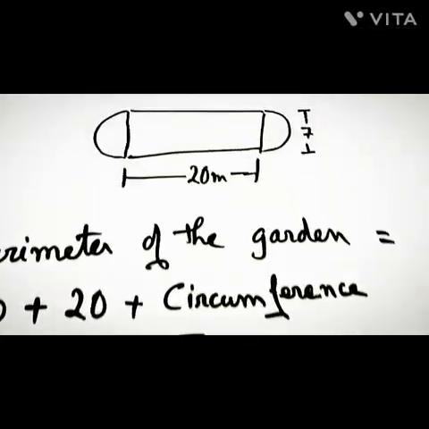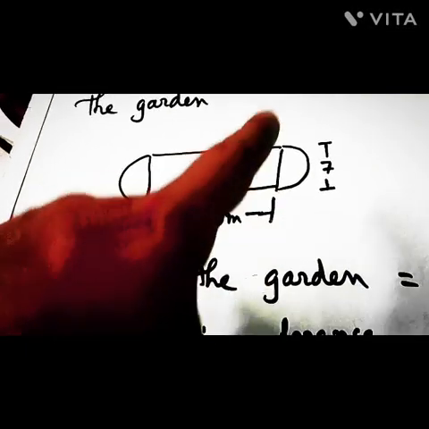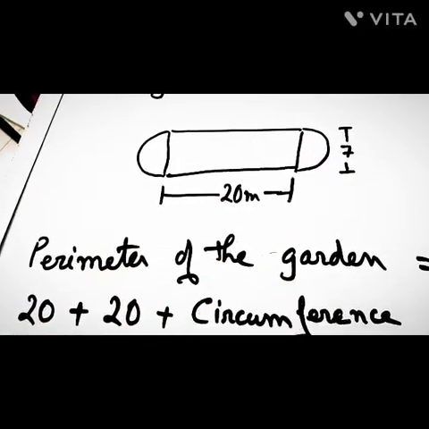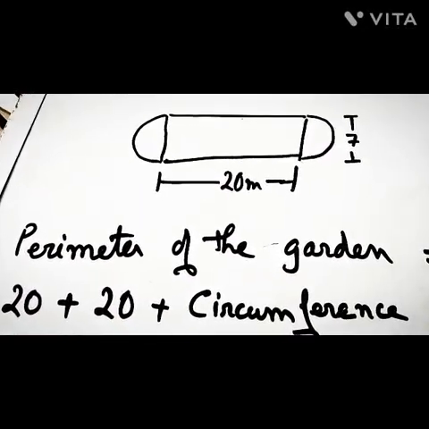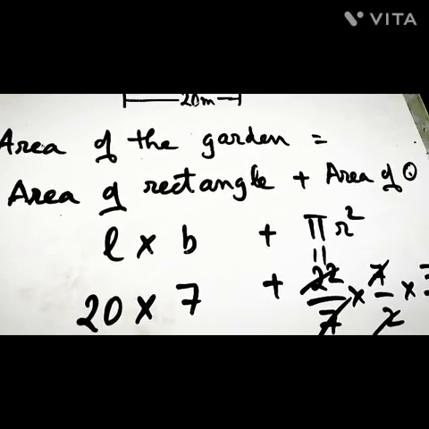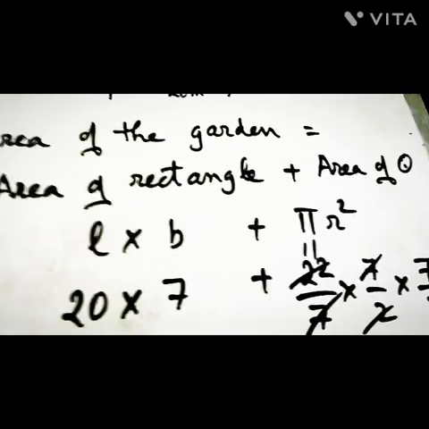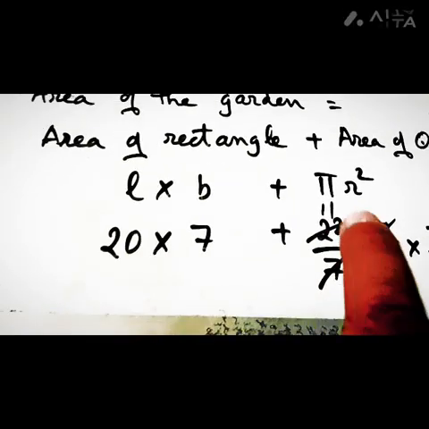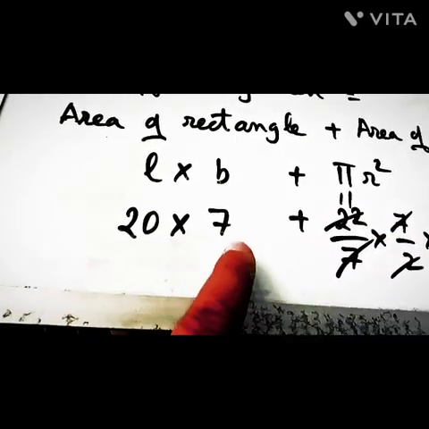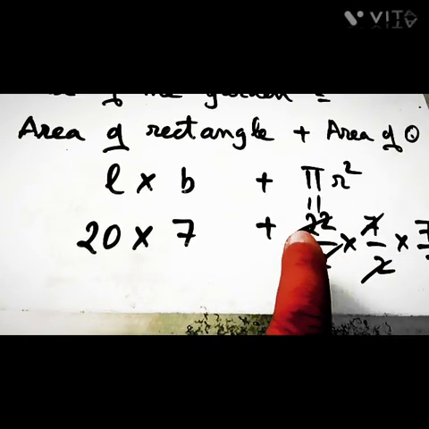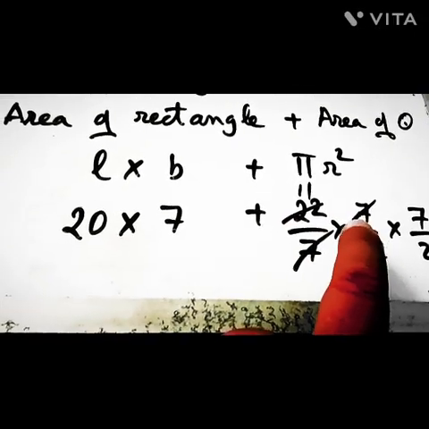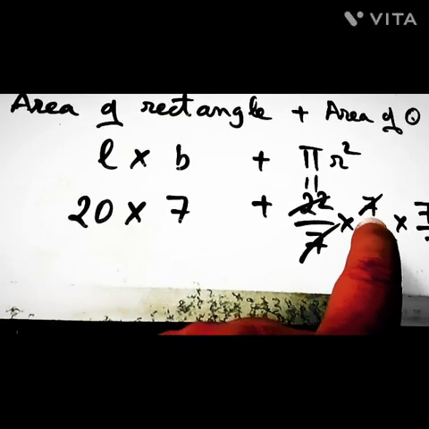Area. Area is very simple. Length into breadth, 20 into 7. 7 times 2 is 14. 140. So 140 meters square. So the area of the garden is the area of the rectangle, that is 140 meters square, plus the area of the circle, that is pi r square. Circle area formula is pi into r square. So 20 into 7, 140, and 22 by 7, that's pi, into, here for ease, 7 by 2 into 7 by 2.